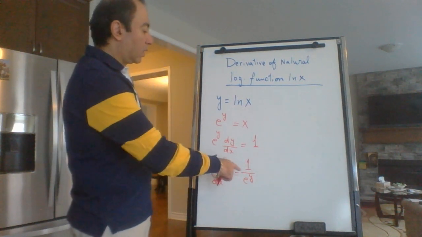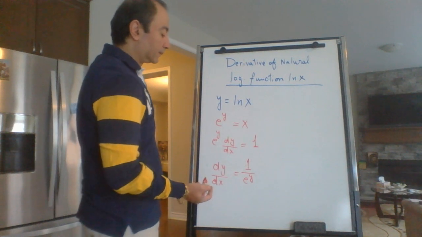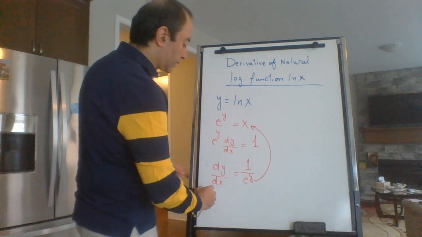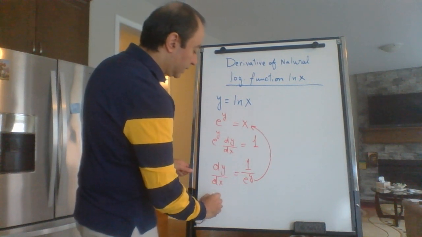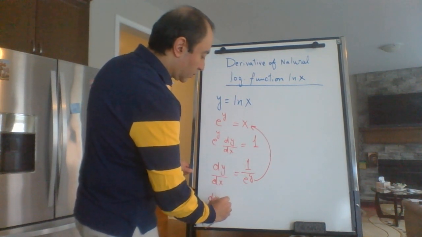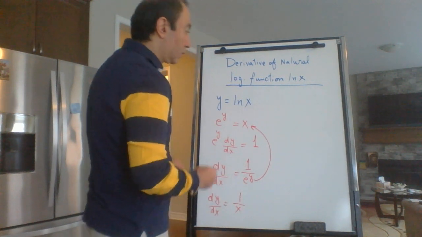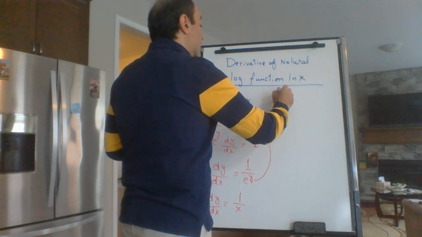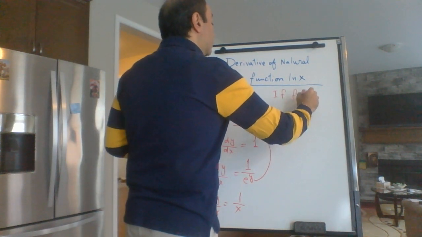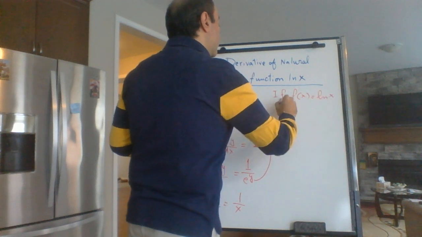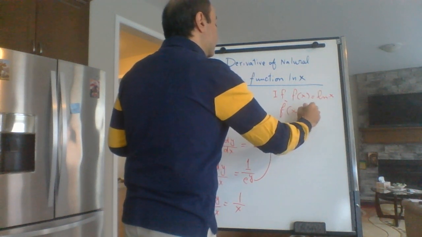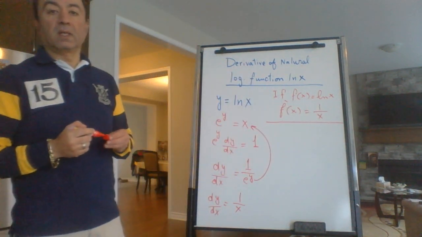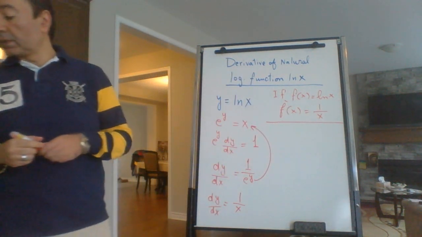Now what is e to the power of y? Go back here. e to the power of y is x, so dy by dx equals 1 over x. So if f of x equals ln x, f prime of x, the derivative of ln x, is 1 over x. This is the rule we use here.